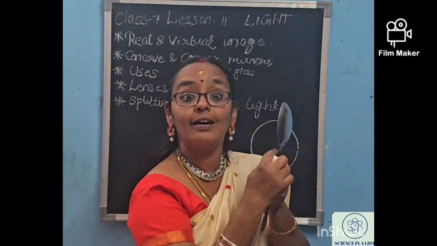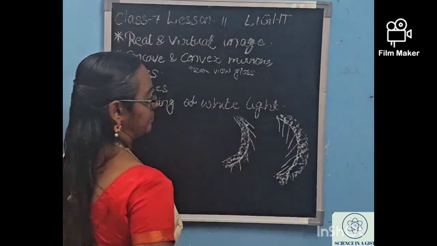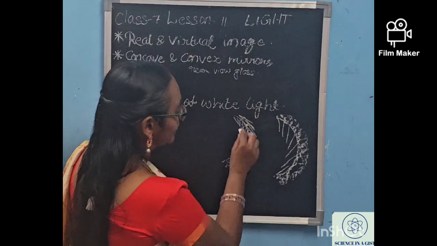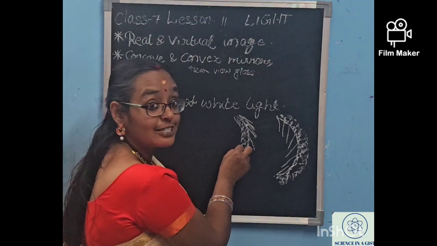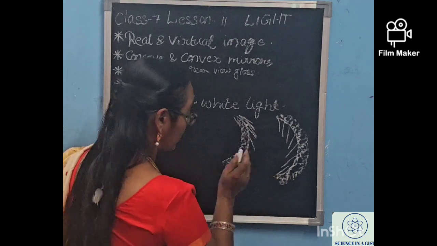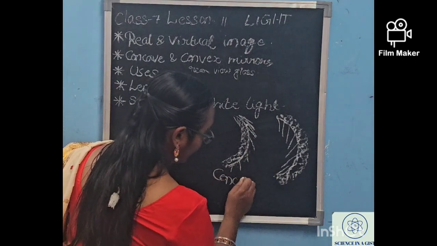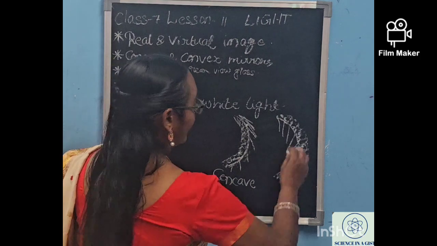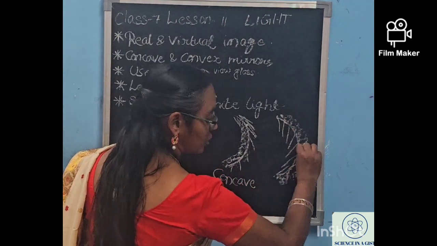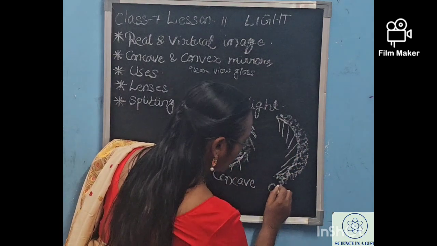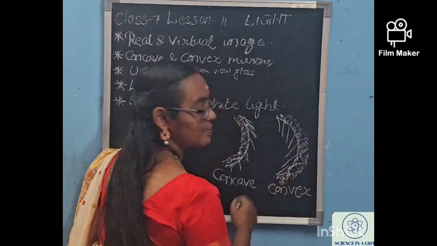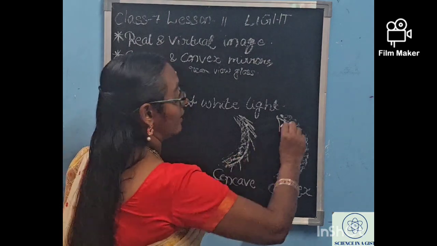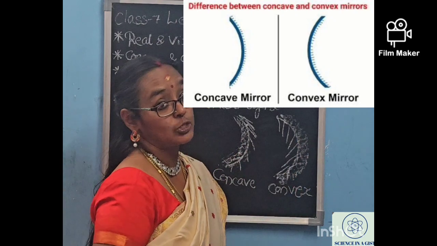See, on this side, if the outer side is polished and the inner side is acting as the reflecting surface, we say this side is what? Concave mirror. It is said to be a concave mirror. And if the inner side is polished and the outer side is the reflecting surface, we say it is a convex mirror. Okay, when the inner side is the reflecting surface, it is said to be concave, and when the outer side is the reflecting surface, it is said to be convex.